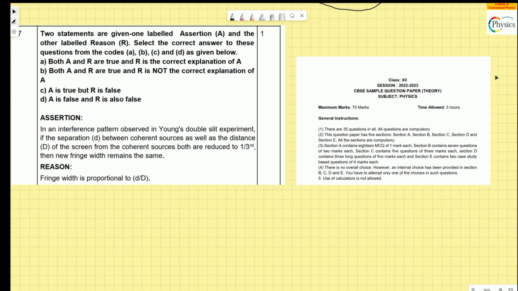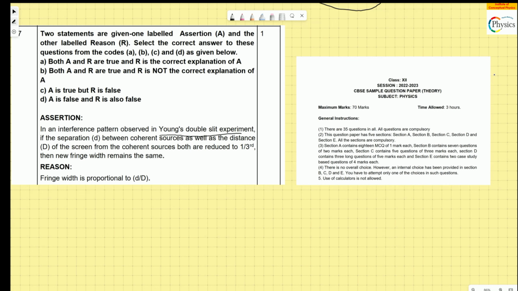You can see it's a sample paper and the question is on reasoning and assertion. The question is again from Young's double slit experiment. I think optics is very important, therefore concentrate on wave optics and ray optics a lot. They carry a lot of marks. So let's read the question.